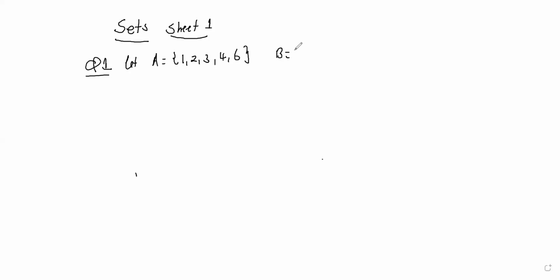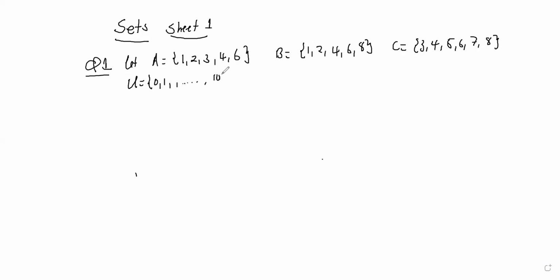B is 1, 2, 4, 6, 8. C will be 3, 4, 5, 6, 7, 8. And the universal set is running from 0, 1 all the way up to 10. Now we must verify the following.